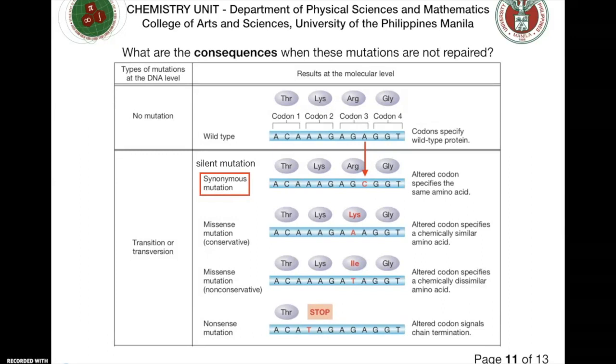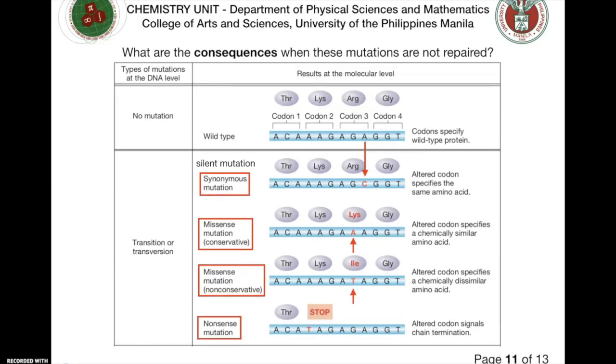Missense mutations can be of two types, conservative or non-conservative, but have the same effect. The mutation changes the codon for one amino acid into a codon for another amino acid. Conservative missense mutations change the amino acid into a chemically similar amino acid. In this example, arginine, a basic amino acid, was changed into lysine, another basic amino acid. In non-conservative missense mutations, a chemically dissimilar amino acid is placed instead. The arginine residue was replaced with the hydrophobic amino acid isoleucine.